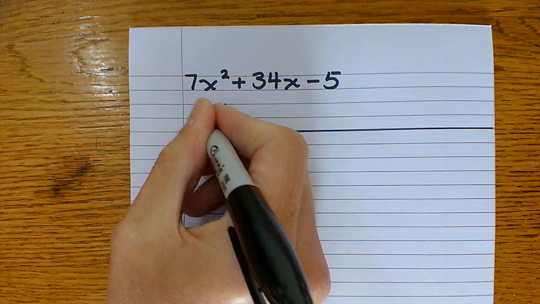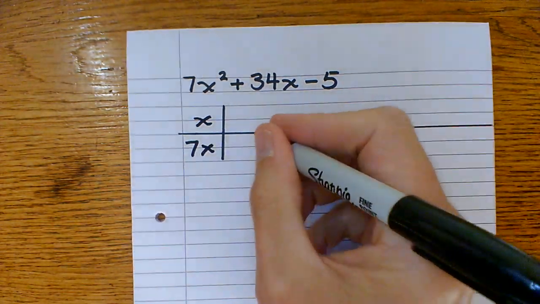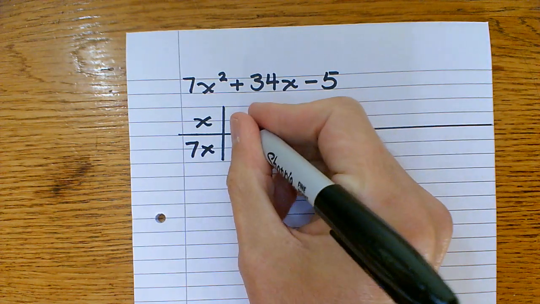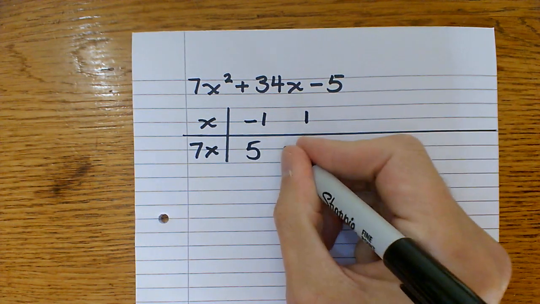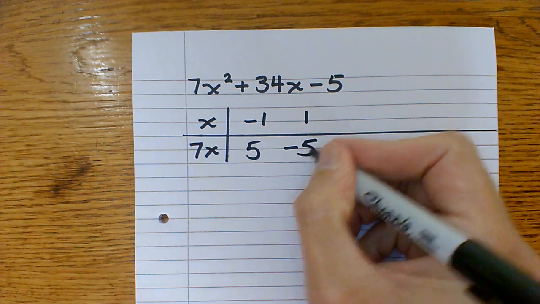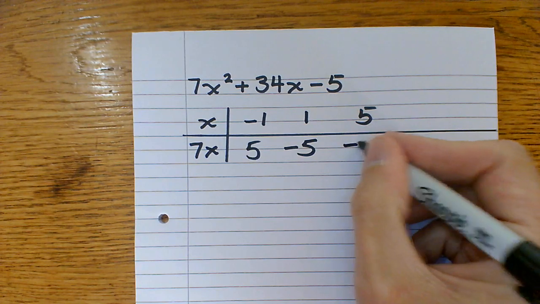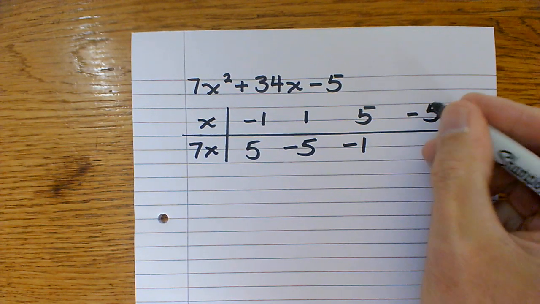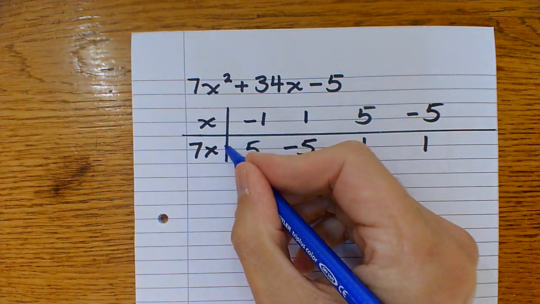So here's our table. The factors of that 7x squared go in first. Then all the possible factors of the 5 go in, minus 1 times 5, or maybe it's 1 times minus 5. Or the other way around, maybe it's 5 times minus 1, or maybe it's minus 5 times 1, because all of these will make minus 5. So let's start working our way along.